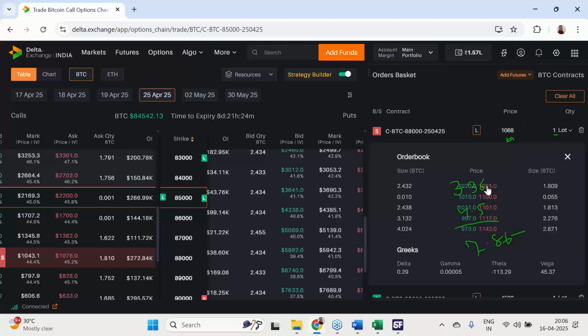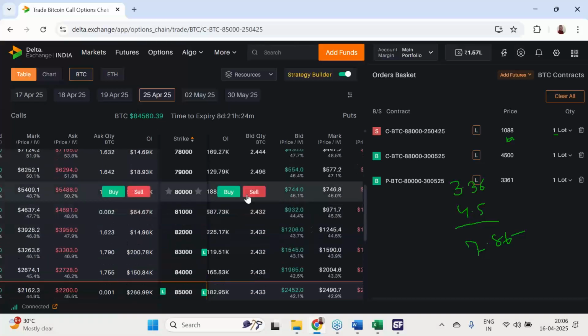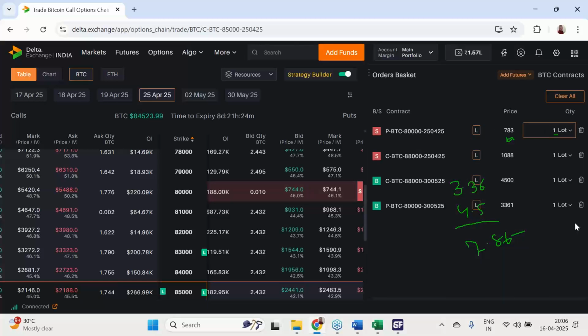What price? 1088. Because till 30th May I have the time. And same here, 80, I'll sell one lot. So how much risk am I reducing? You can just have a look here. One lot. So initially, what I have told you, buying of these two things, one lot, I have invested 3361 divided by 1,000. So it is 3.36, 4.5, $7.86. $7.86 I have invested. But what am I going to get?